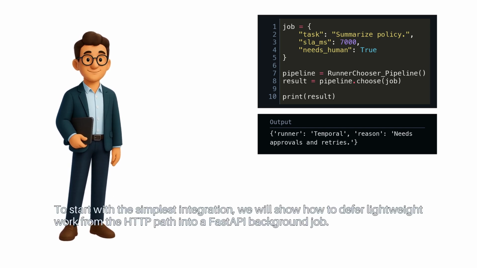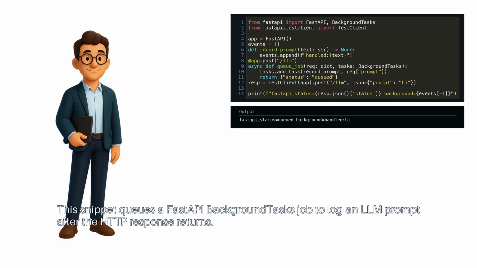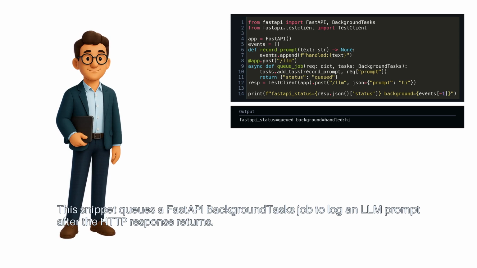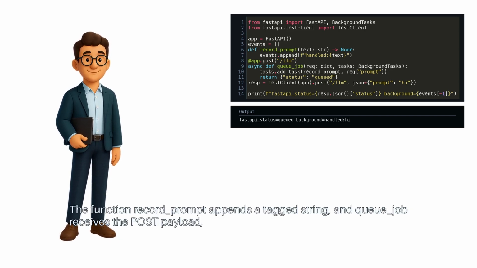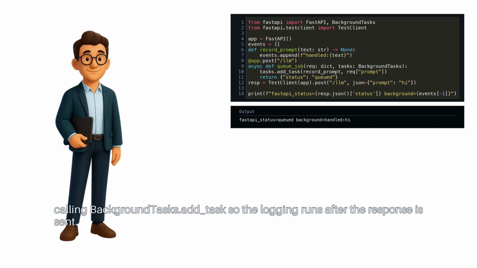To start with the simplest integration, we will show how to defer lightweight work from the HTTP path into a FastAPI background job. This snippet queues a FastAPI BackgroundTasks job to log an LLM prompt after the HTTP response returns. It imports FastAPI utilities, instantiates the app, and tracks background actions in the in-memory list named events. The function record_prompt appends a tagged string, and the job receives the POST payload, calling background_tasks.add_task, so the logging runs after the response is sent.